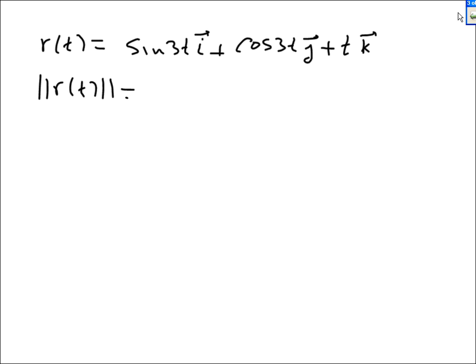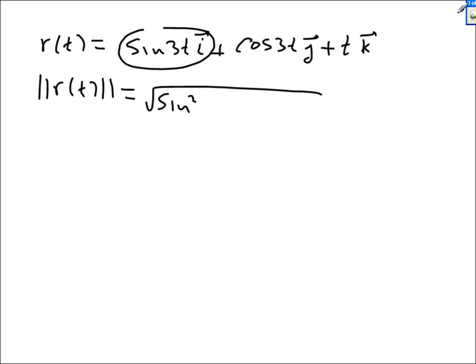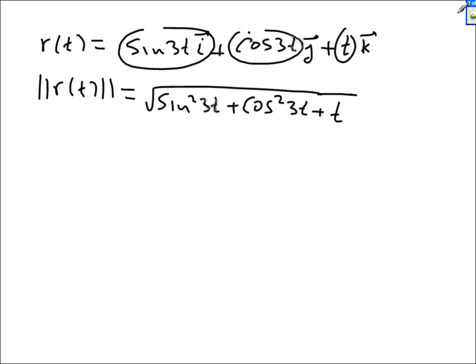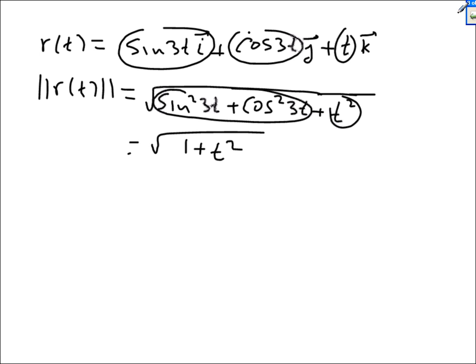Well, to find this, the answer is going to be the square root of, you square the i component, that's sine squared 3t, plus you square the j component, that gives you cosine squared 3t, and then you square the k component, which is 1 plus t squared. That's the magnitude of r of t.